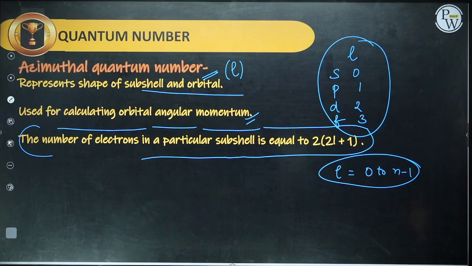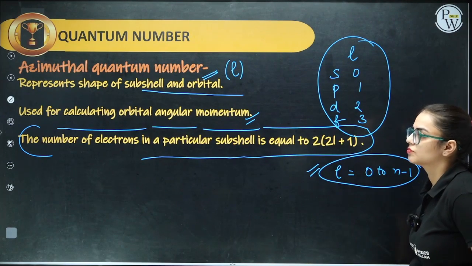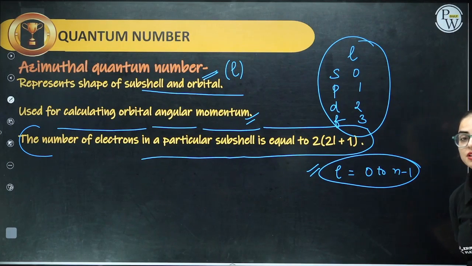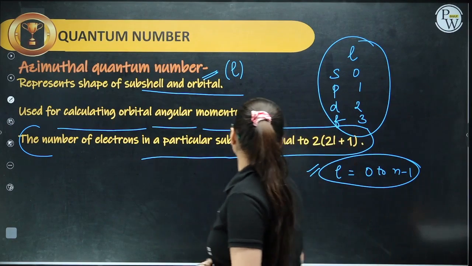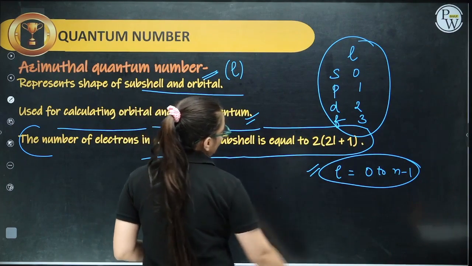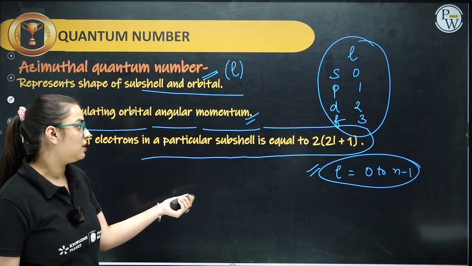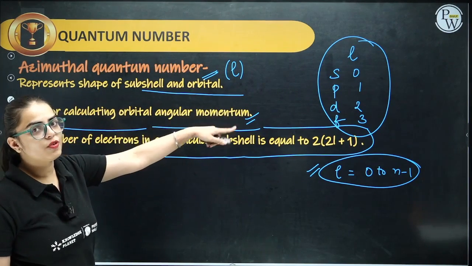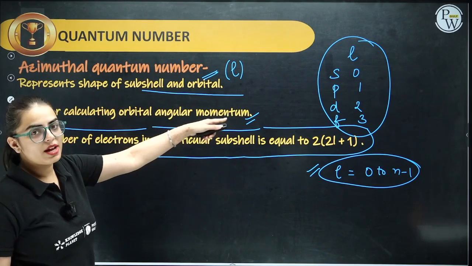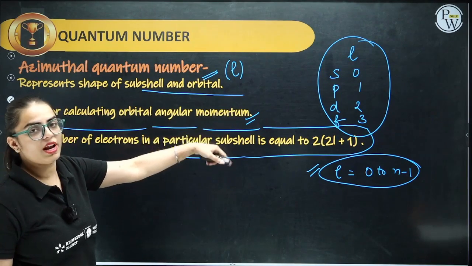Yes, students, everybody please write down the principal quantum numbers. Everybody written? Shall we move on to the third type? Do remember l is equal to 0 to n minus 1. This is the formula. If you know the value of n, you can find the value of l. And l for s is 0, for 1 it is p, for d it is 2, for f it is 3.